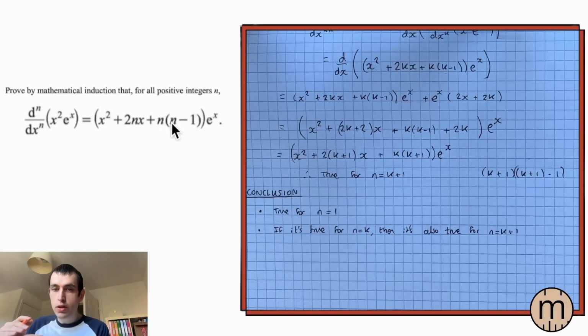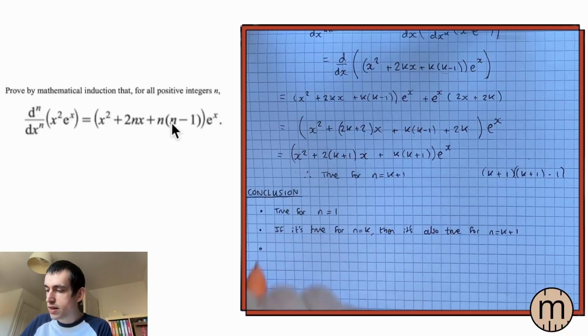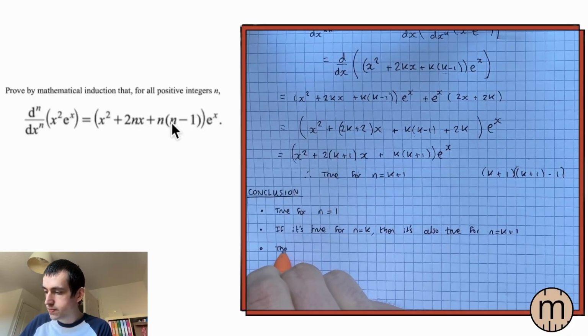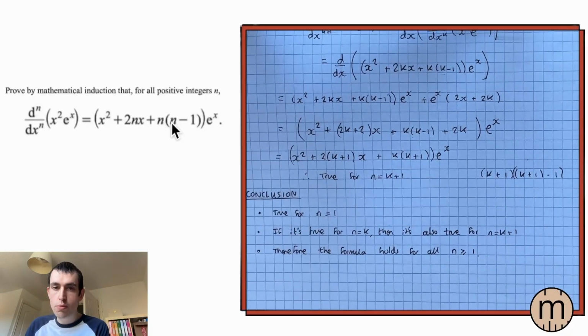That means if it's true for 1, it's true for 2. If it's true for 2, it's true for 3. If it's true for 3, it's true for 4. Therefore, final conclusion is that the formula is true for all n bigger than or equal to 1. You can say by mathematical induction if you want, but you don't actually have to.